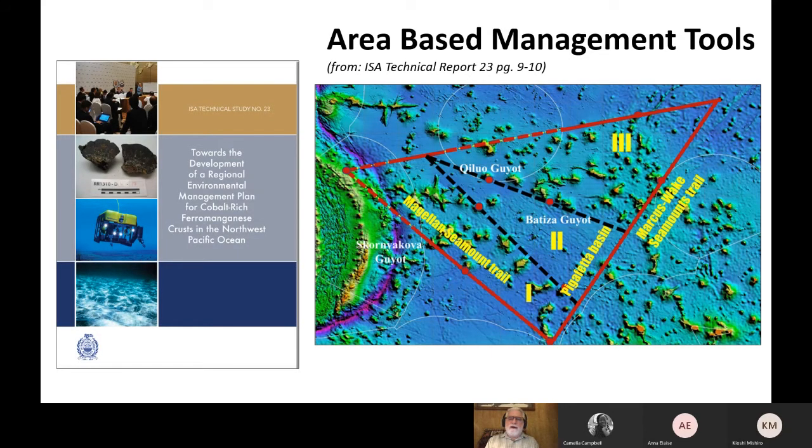Just to use the outcomes from the Qingdao meeting, there was a document, the ISA Technical Report number 23, that looked at the region and looked at the area, and I think this is a good place for us to start. They identified a triangle that covers two different seamount regions and an abyssal plain basin region that are characterized as different areas that we're going to consider for spatial planning.